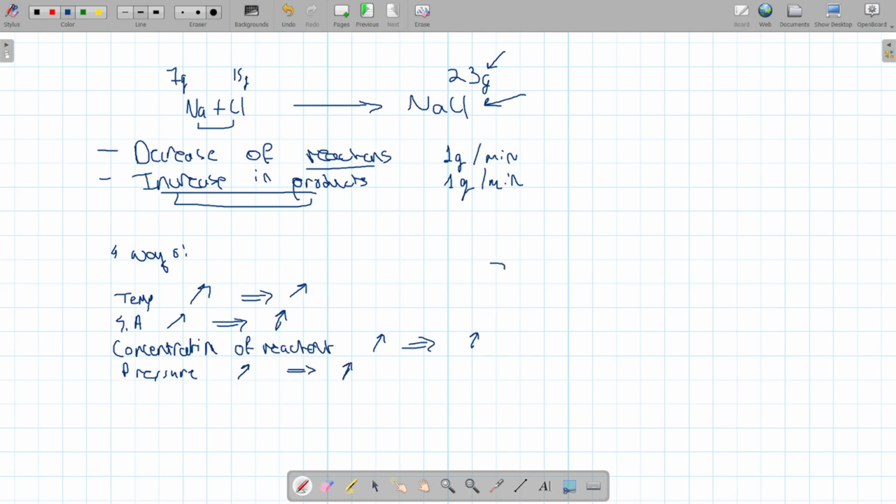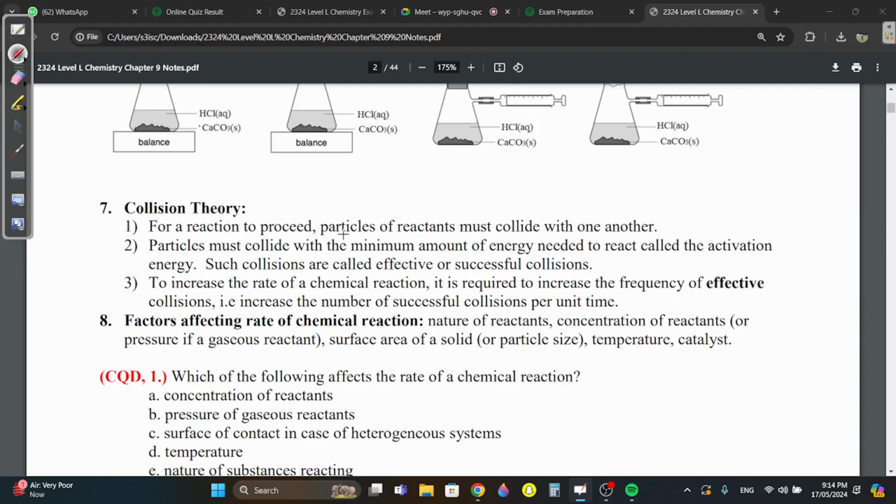This all comes from the collision theory. The collision theory basically states three things. Here is the collision theory. For a reaction to proceed, the particles must collide with each other. So if a reaction has to happen, this Na has to touch this Cl. They have to collide with each other, and they have to collide with a minimum amount of energy.